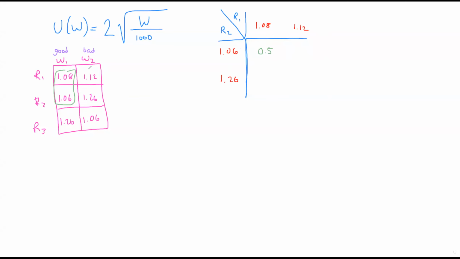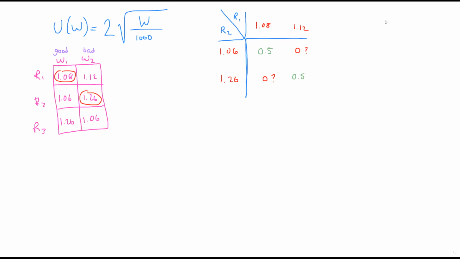In a similar fashion, in the second scenario, the bad economy scenario, again, I don't know why this would be bad economy because the values are higher, but whatever. We get 1.12 for R1 and we get 1.26 for R2. That's a 0.5 that goes here. Now we're going to put zeros here and here. You might be wondering, why do we put a 0 here and a 0 here? Is there a scenario where R1 is equal to 1.08 while R2 is equal to 1.26? The answer is no.